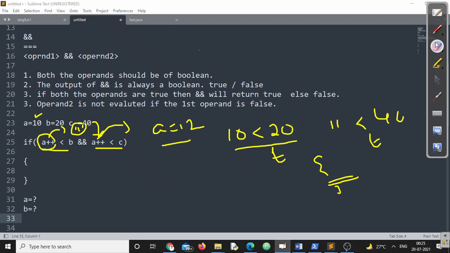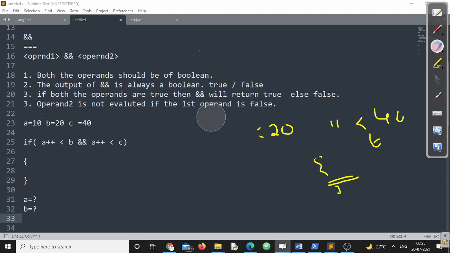Okay, now what happens is, since the first one is true, the second one is getting evaluated, and at the end of this, the value of A becomes what? 12, and the value of B stays 20 as it is. Since both of these are evaluated, the value of A has been changed. Let us see some more examples.